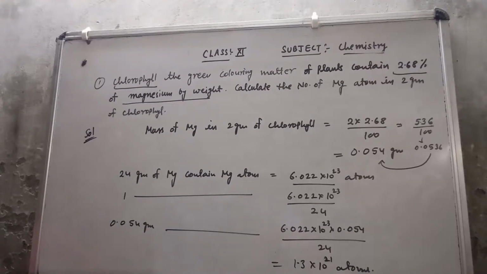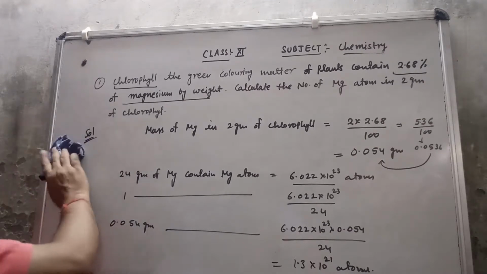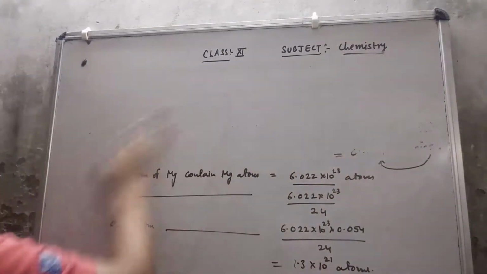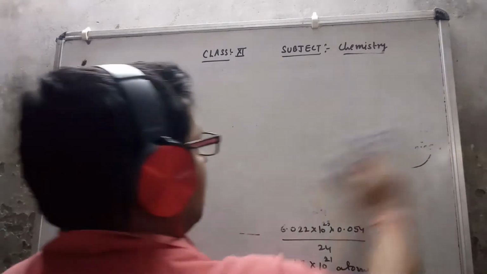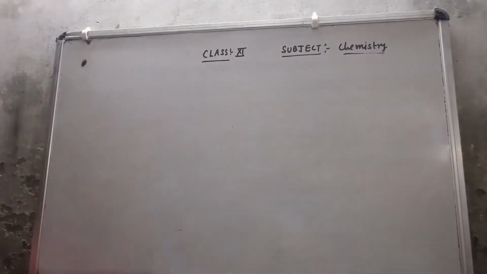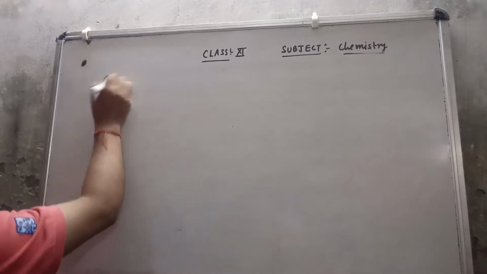Now after this I am going to discuss with you the other question. That is a very important question that I am discussing with you. All these questions are available in your NCERT also. The question is there, calculate the mass of carbon monoxide. This is the sixth question.